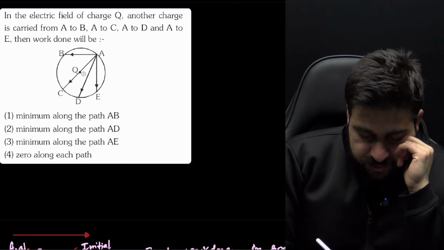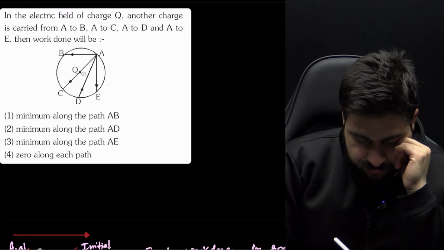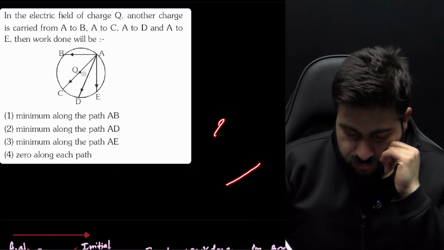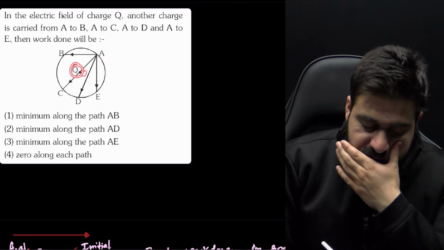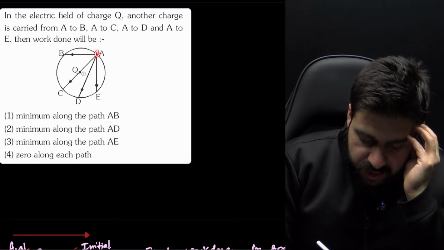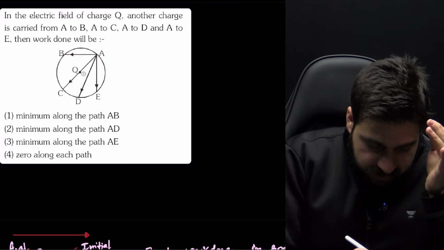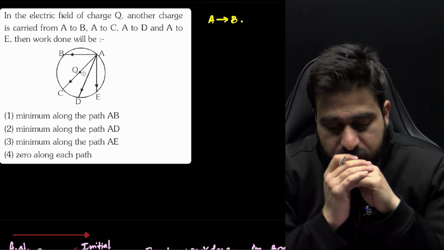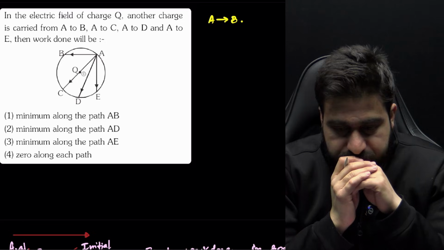Let's take a look at this, guys. In this particular case, this is a charge over here, Q. It says another charge Q is taken from A to B. What will be the work done? If we take the charge from A point to B point, what is going to be the work done? Understand this very carefully.